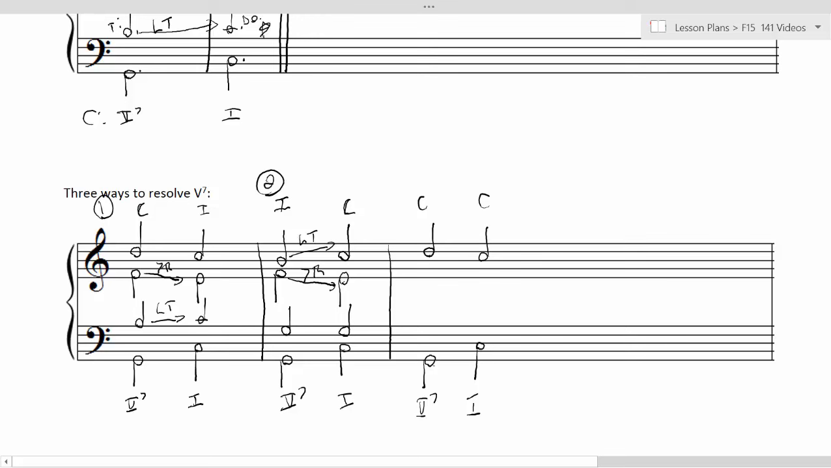My 5/7, if it's going to be complete, I've got G and D. I need a B and an F. I'll put the B in the tenor and the F in the alto. That'll give me good spacing. Then I want to start taking care of my tendency tones.